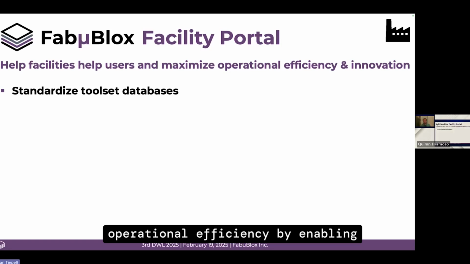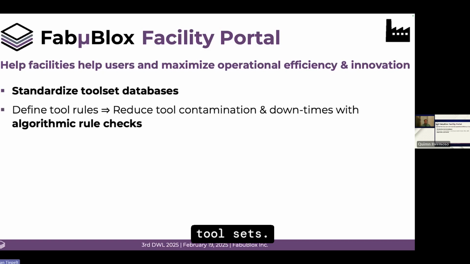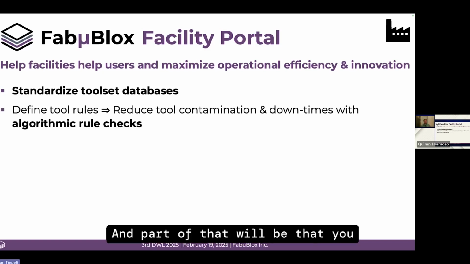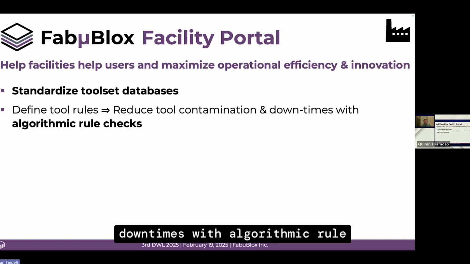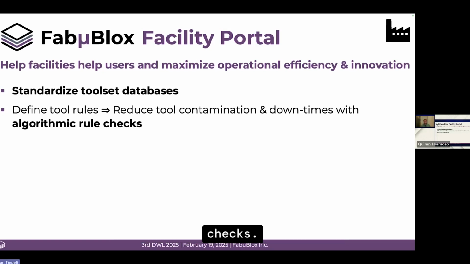and maximize their own operational efficiency by enabling more fab coordination and fewer internal mistakes and downtimes, by offering essentially a data standard that not just allows people to document processes in a standardized way, but also standardize how we document tool sets. And part of that will be that you can define tool rules to reduce tool contamination and downtimes with algorithmic rule checks.